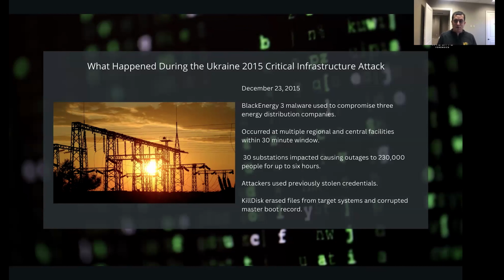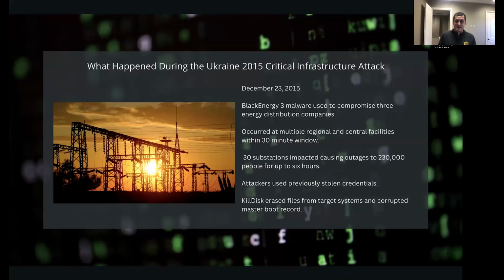And they were able to get into three energy distribution companies. So, distribution companies and power: there's generation, transmission, and distribution. Distribution is what gets power actually to businesses and houses and residential areas. This happened in multiple regional and central facilities within a 30-minute window.